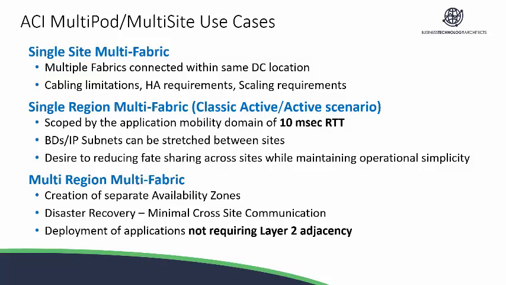So some use cases for multi-pod and multi-site: multiple fabrics connected to the same DC location, where cabling limitations, HA requirements, and scaling requirements exist. Single region multi-fabric is the classic active-active scenario, scoped by the application mobility domain at 10 microseconds round trip time. A bridge domain's IP subnets can be stretched between sites, with a desire to reduce fate sharing across sites while maintaining operational simplicity. Multi-region, multi-fabric involves creation of separate availability zones, DR, minimal cross-site communication, and deployment of applications not requiring layer 2 adjacency.